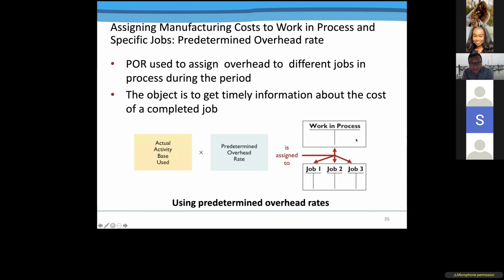And this picture is to use it. How to use it? You multiply it by the activity base. So the first one is to figure out what the rate is. This picture is to help you figure out the manufacturing overhead. Is that clear, Michaela?